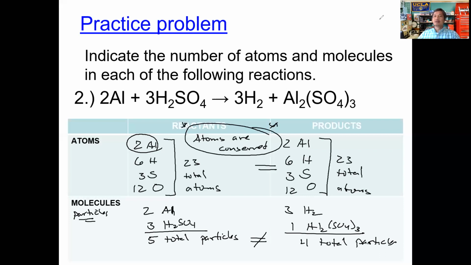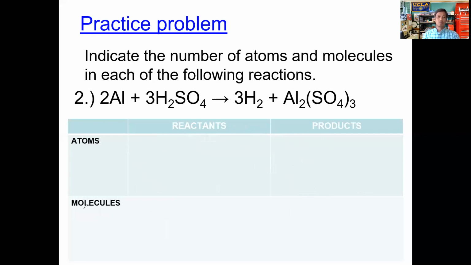So good. Let's go ahead and count moles now. So on the left-hand side, instead of 2 molecules of aluminum, we have 2 moles of aluminum and 3 moles of H2SO4, which gives us a total of 5 moles.